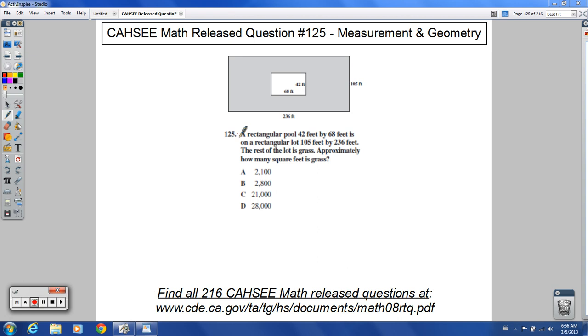This is release question 125 for CAHSEE Math. It says a rectangular pool 42 feet by 68 feet, there's that pool right there, is on a rectangular lot of 105 feet by 236 feet. That's this space right here, that rectangle right there. The rest of the lot is grass, so all this shaded part is grass, they're saying. Approximately how many square feet is grass?